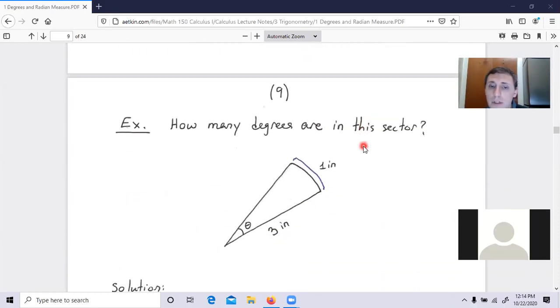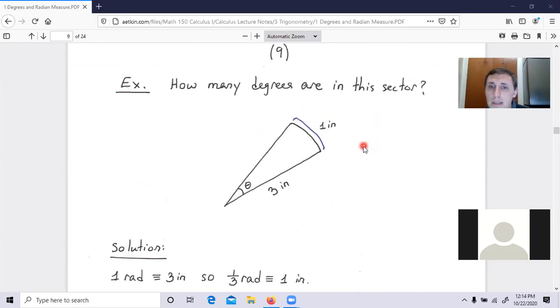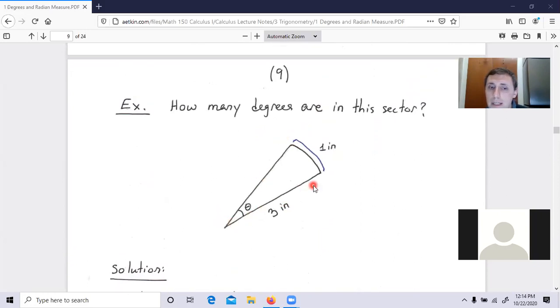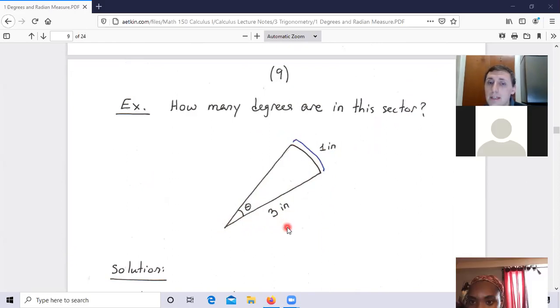Let me see if you understand this point. Guys, here is my circular sector. Here is a pizza slice. I would like you to tell me how many degrees are in this sector, given that this length is 3 inches and the crust is length 1 inch. Can you figure out how many degrees are in the slice? You understand what I'm asking? I'm asking how many Babylonian slices can I fit on this sector tray?